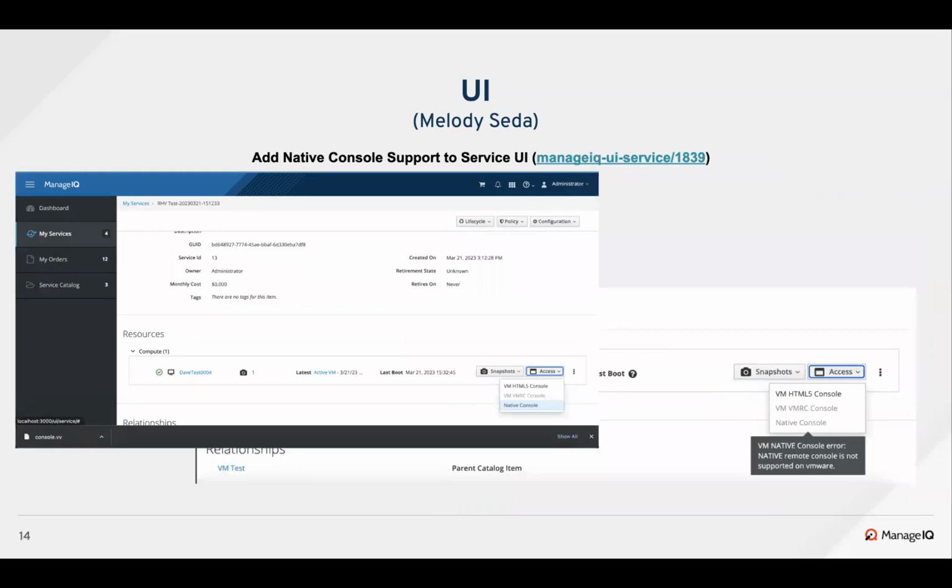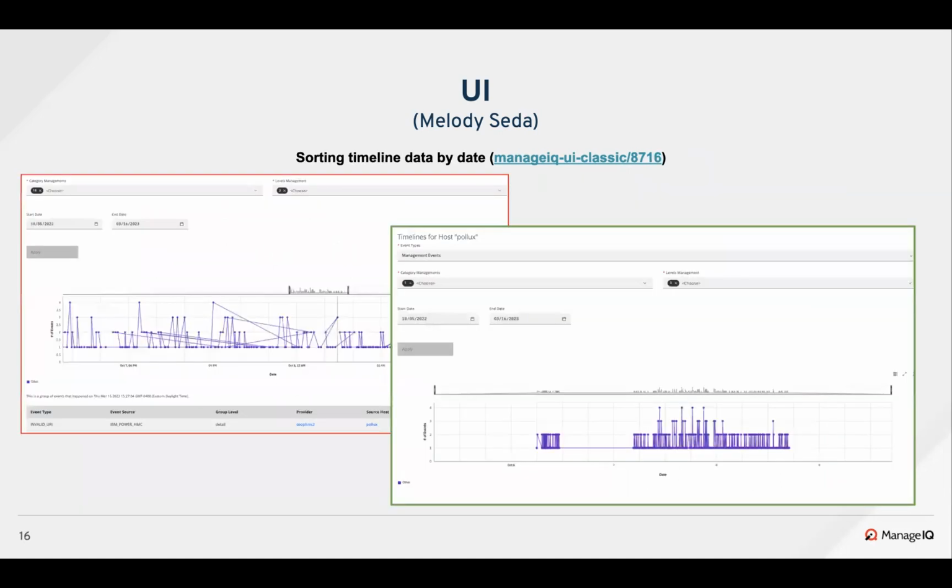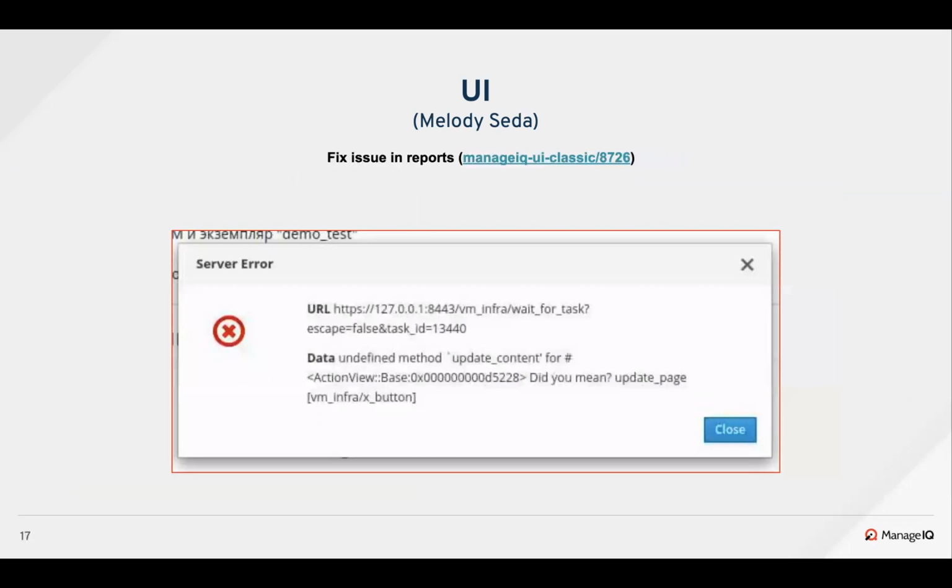David added native console support to the service UI. David also changed the legend on the search bar in the navigation menu to only display when the menu is expanded. I introduced logic that would sort the timeline data by date to avoid back and forths within the timeline chart. Here, some chargeback save record calls were not defined, and this PR fixed that.